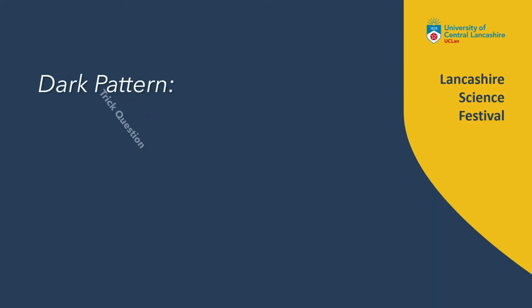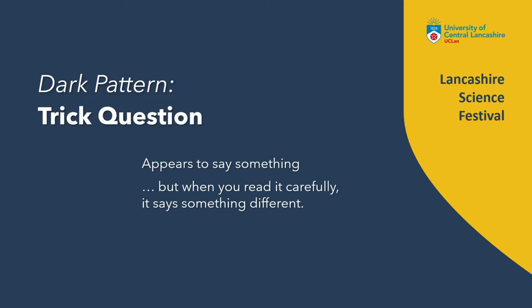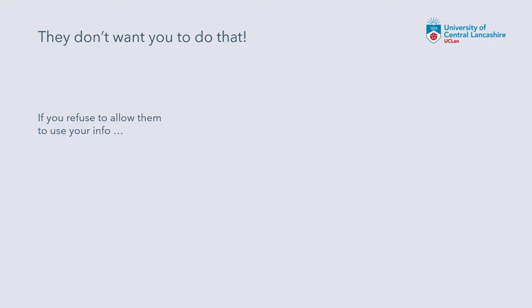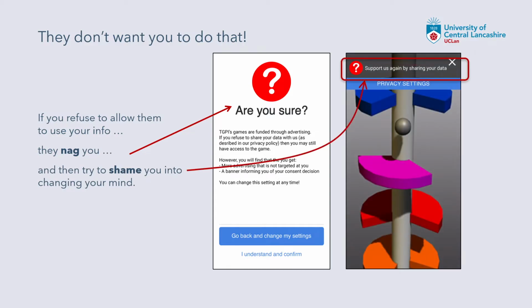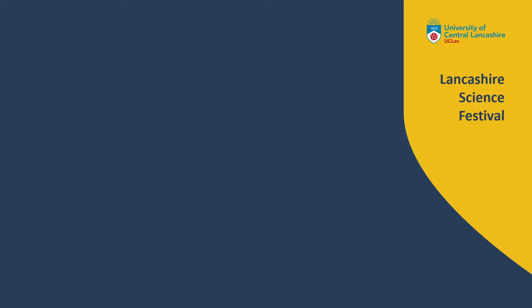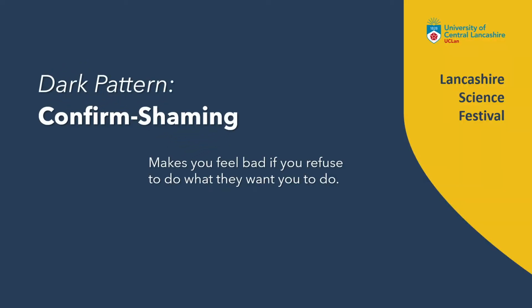So this is the first example of a dark pattern, a trick question. It appears to say something, but when you read it carefully, it says something different. If you refuse to allow them to use your information by leaving those boxes unticked, they nag you. So the next screen comes up saying, are you sure? And with a big box saying, I'd like to go back and change my settings. Now, if you say, yes, I understand and confirm, then it tries to shame you into changing your mind by nagging you again. This is a trick called confirm shaming. It makes you feel bad if you refuse to do what they want you to do.